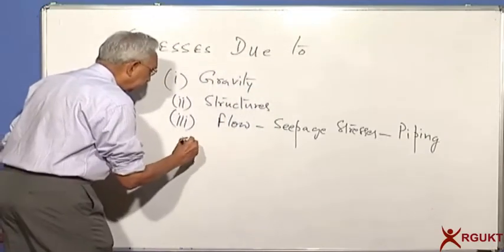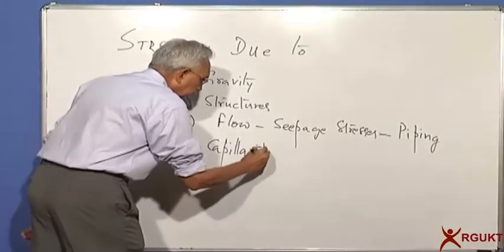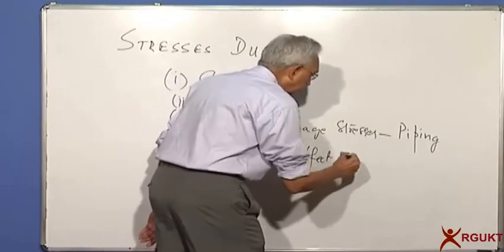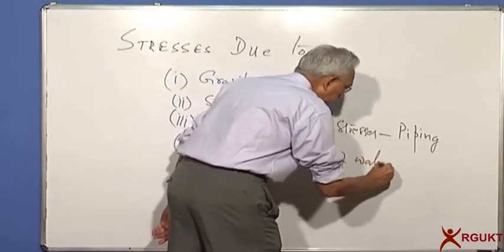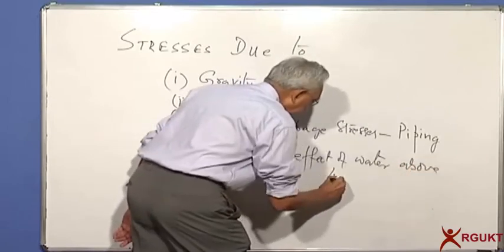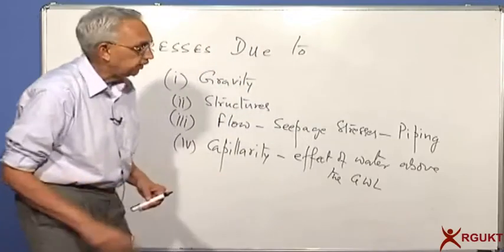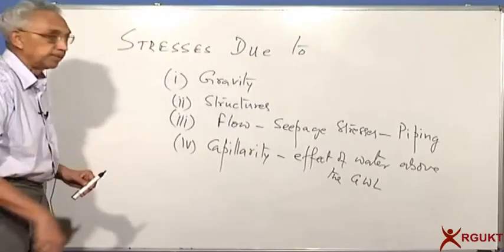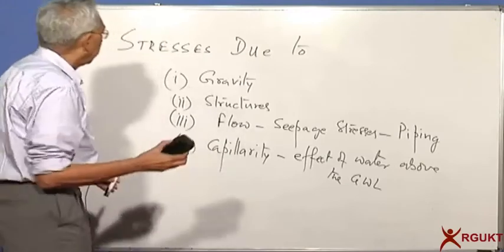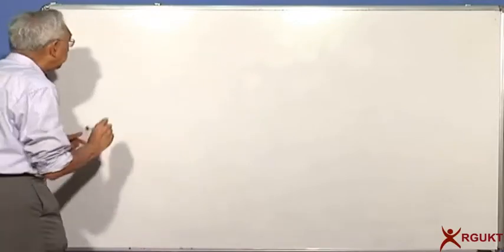And lastly, we have what is called capillarity. That is the effect of water above the groundwater level. It's a very interesting engineering physical phenomenon which has a lot of implications in civil engineering. Now let us take one after the other. First, what are the stresses due to gravity?